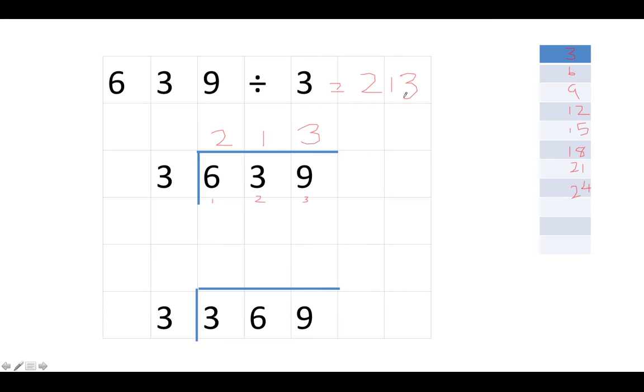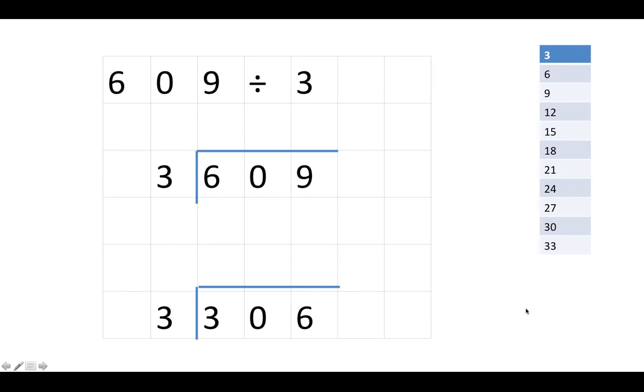Okay, let's see if you got it right. 3 divided by 3 is 1. 6 divided by 3 is 2. 9 divided by 3 is 3. So 369 divided by 3 is 123.